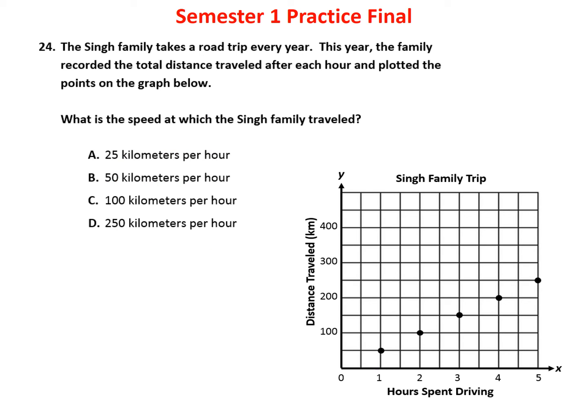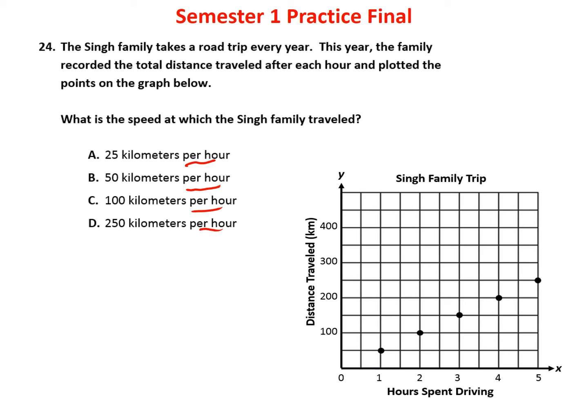Problem 24 says that the Singh family takes a road trip every year. This year, the family recorded the total distance traveled after each hour and plotted the points on the graph below. What is the speed at which they traveled? Notice here that each of these is per hour. So if you can figure out how many kilometers they travel in 1 hour, you'll know the answer.